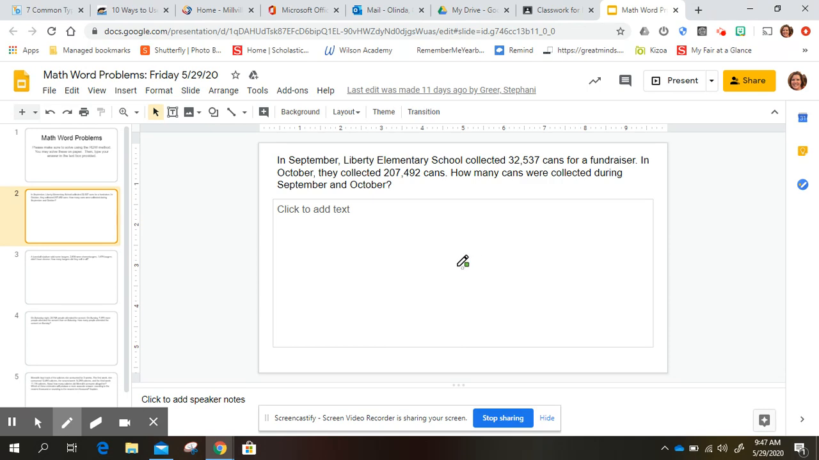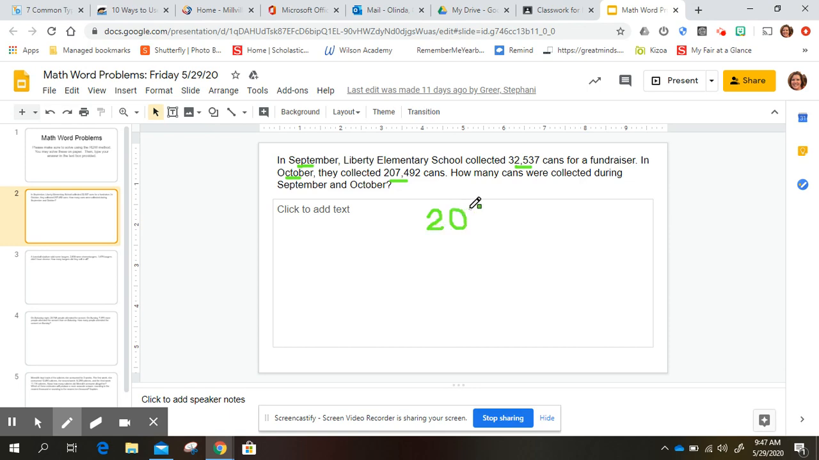So you'll need a piece of paper to work this out, but they're not asking us to round. They want to know the exact number of cans they collected in September and October all together. So I want to find the total, and that means I need to add. Now, usually when I add, I like to put the bigger number on top. That way I can make sure all the numbers are lined up.